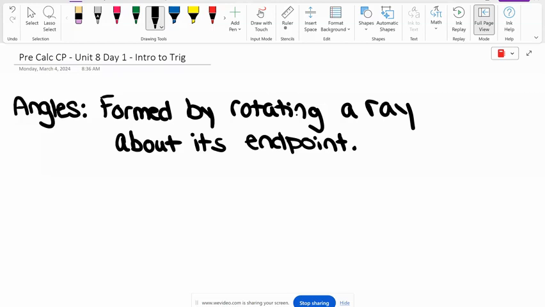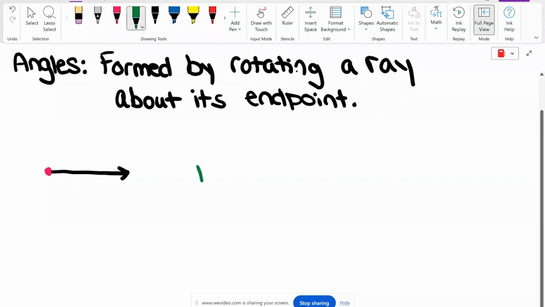Okay, so what do I mean by this? So here's a ray. Here's its endpoint. Now what happens is, if you go to the endpoint and basically you rotate this X amount of degrees, that creates the other ray of the angle. So let's give some more definitions before I draw anything.